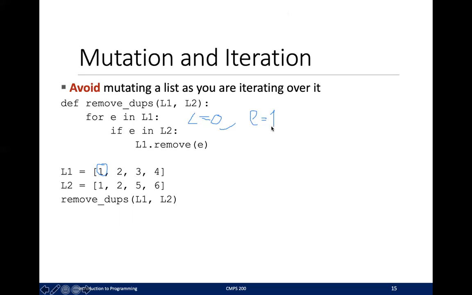Okay, great. So now I'm checking, is E in L2? What is the value of E? It's 1. Is it in L2? Yes, it's in L2. So I'm going to remove it. And now it updates this I. It increments I by 1. So that's the mechanism behind for E in L1. It's a short notation in Python, but it gets executed this way. It starts with an index and increments the index 1 by 1. So now I is equal to 1. And it's going to ask itself, what is E?